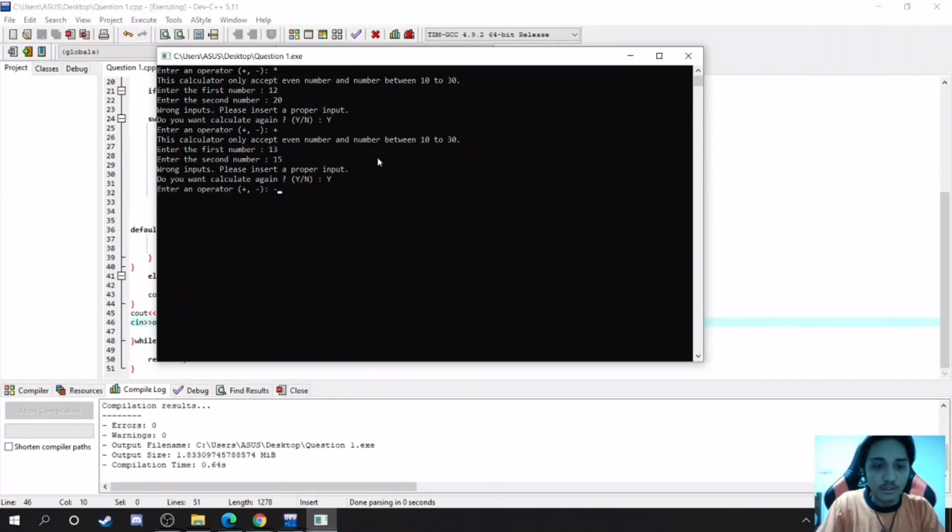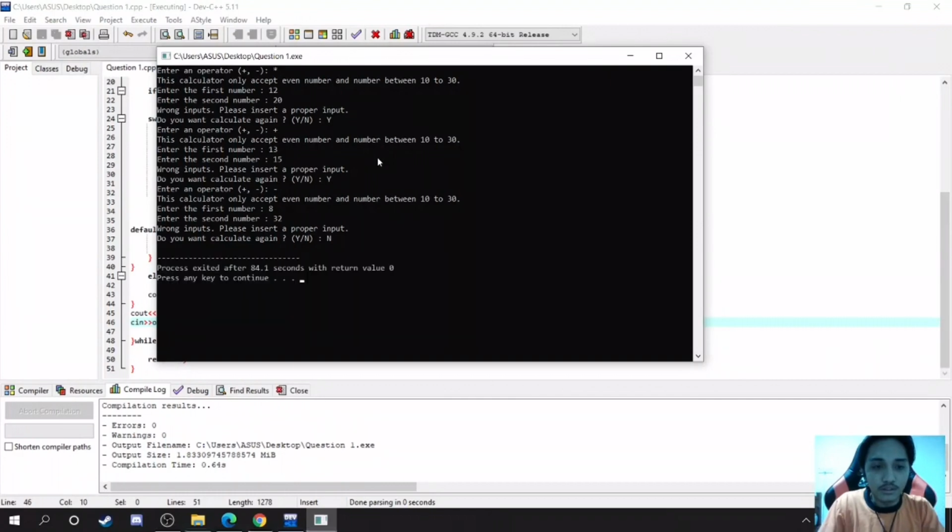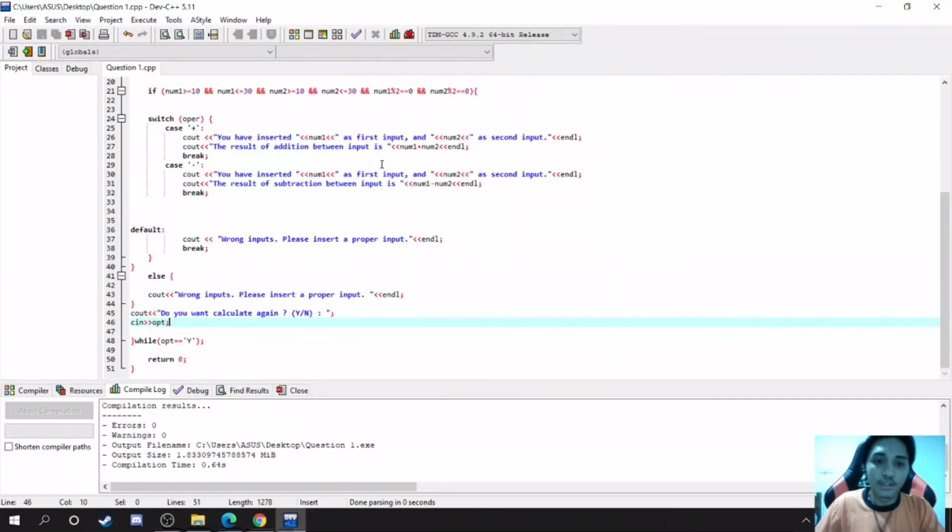Next, if we put the right operator, but the first number is less than 10, which is 8, and the second number is more than 30, which is 32. Both of them are even numbers, but they are not in the range between 10 to 30. So it still will show the wrong input. Please insert a proper input. So we'll quit the program, just enter N, and that's it. And that's it from me.